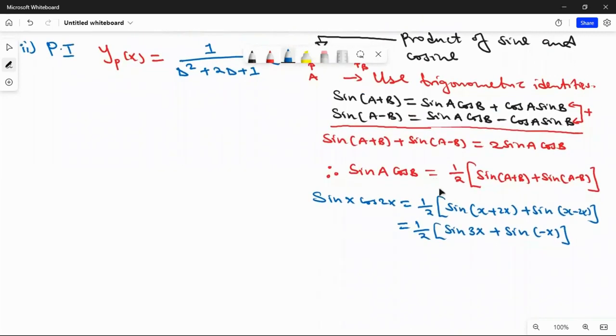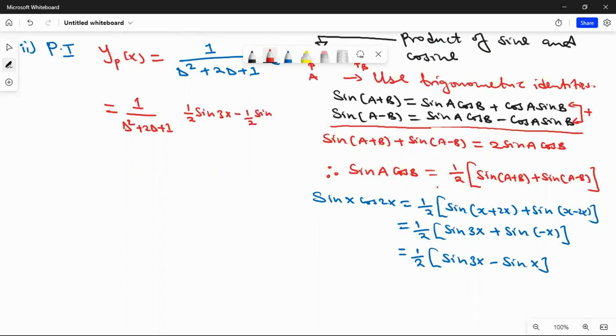So this can as well be written as 1 over 2, sine of 3X minus sine of X. So that's what I'll replace here. So our YP is now the same as 1 over D squared plus 2D plus 1. Our function is now 1 over 2 sine 3x minus 1 over 2 sine x. That's the function that we operate on.